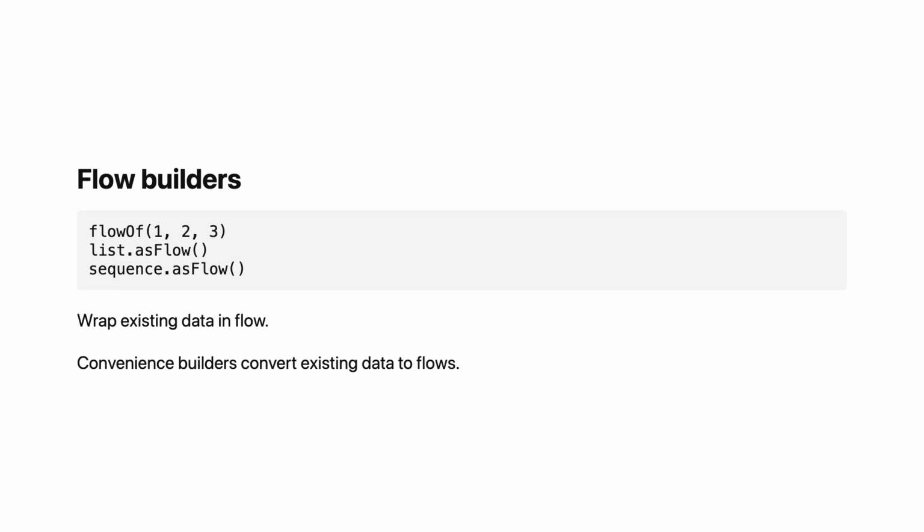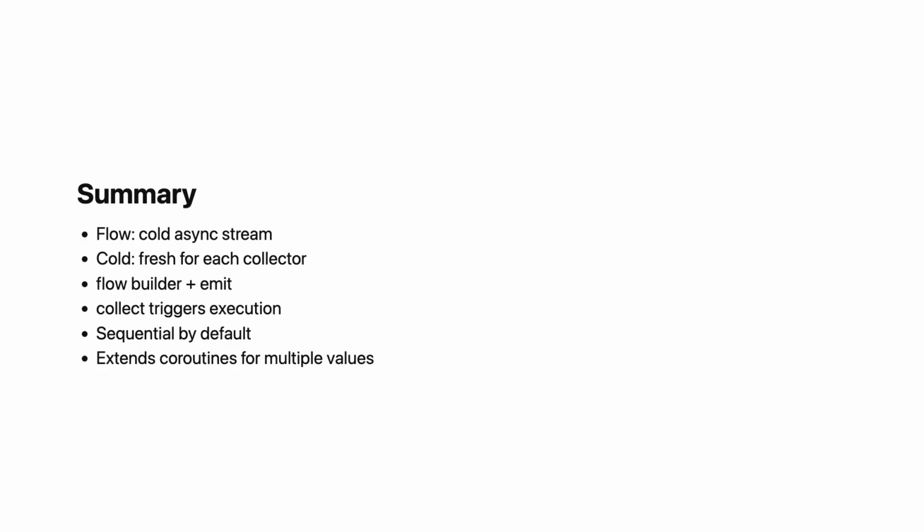Several functions create flows from existing data. flowOf(1, 2, 3) creates a flow of fixed values. List.asFlow converts a collection to a flow. Sequence.asFlow converts a sequence to a flow. These are convenience builders. They wrap existing data in flow semantics. Use them when you have data and want flow operators. Transform, filter, then collect. Let us summarize.